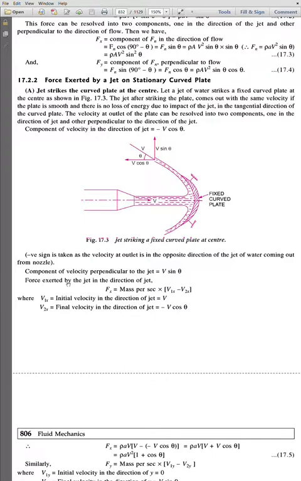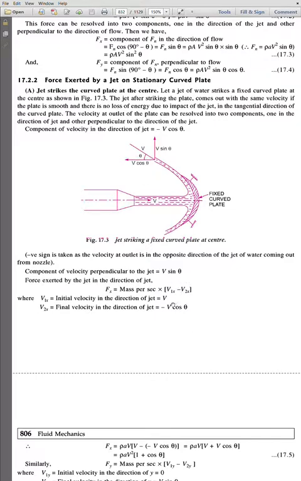Next, the force exerted by the jet in the direction of the jet. That will be the rate of change of momentum, which we have already discussed. By taking the mass and the time common, it will become mass per second into v initial in the x direction minus v final in the x direction. V initial in the x direction is represented with v1x, and v final in the x direction is represented with v2x. So v1x is the initial velocity in the direction of the jet, that is v, as we observe in the figure. The final velocity in the x direction after striking will become minus v cos theta, because it is in the opposite direction.